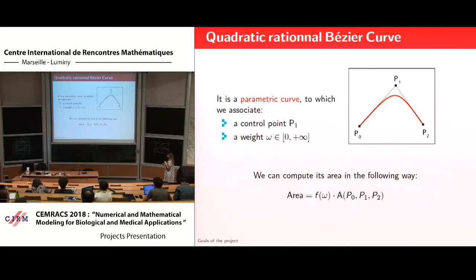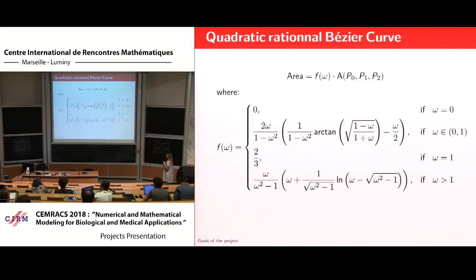So just to have an idea of what the shape of this function is, this is it. This is just to remark that the choice of omega implies a choice of the type of curve that we use. For example, if we choose omega equal to 0, this means considering a degenerate curve, so a straight line. If we take omega between 0 and 1, it will be an elliptic curve.